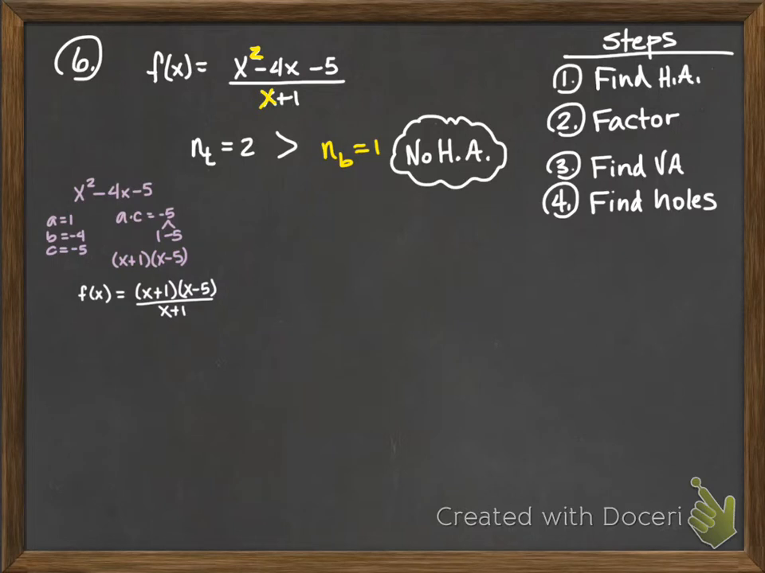Steps 3 and 4 we're kind of doing together. We're going to find our vertical asymptotes and our holes. So in this case, when we factor, we see that x plus 1 factors out of the top and the bottom. Okay, so we know that there's a hole right here where they canceled out. You see the yellow ones that canceled out?